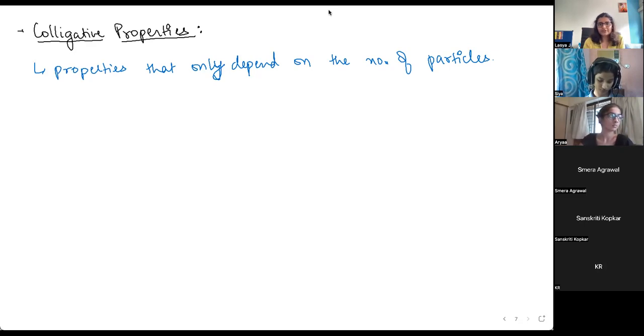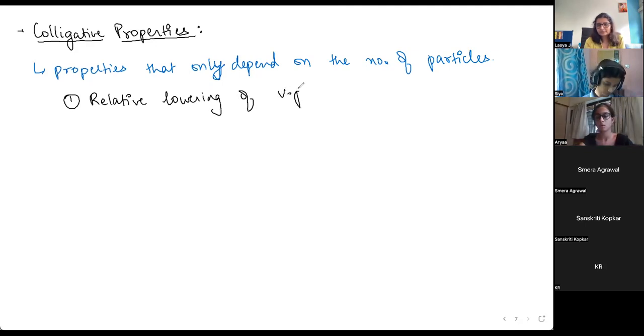So 4 important ones that we're going to be studying today in context of solutions are, you have relative lowering of vapor pressure. So this is what we touched upon a little yesterday when we were talking about solids dissolved in liquids. So when you dissolve something, we discussed yesterday, the solute particles occupy surface. So the vapor pressure of the solvent reduces a little bit because of what you dissolve. So that relative lowering of vapor pressure is one.